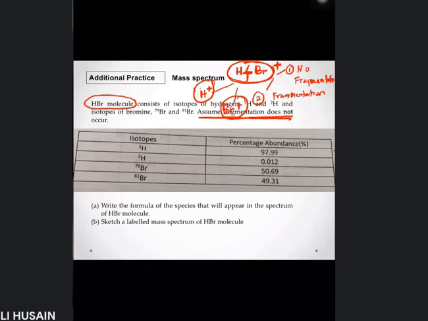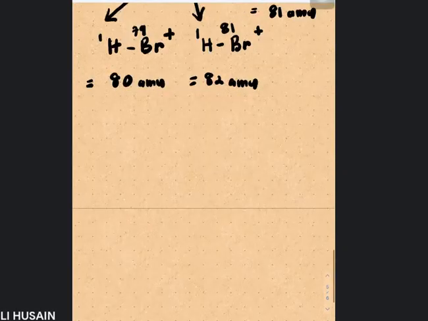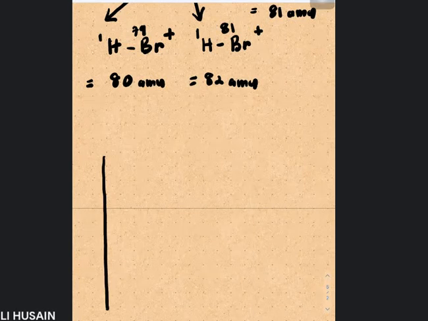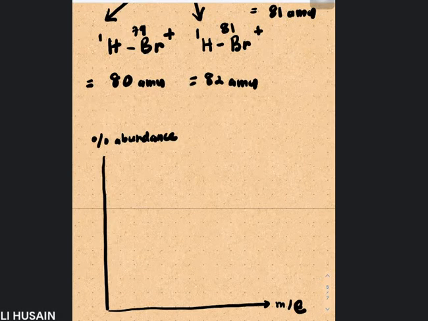Soalan B dia kata sketch a label mass spectrum of HBr molecule. So kita nak sketch kita punya mass spectrum. So we are going to start with y-axis. We are going to label this as percentage abundance. Kan? Okay. And then x-axis kita adalah mass per charge. Okay. Mass per charge kena label dulu. Lepas tu baru letak dalam bracket AMU.